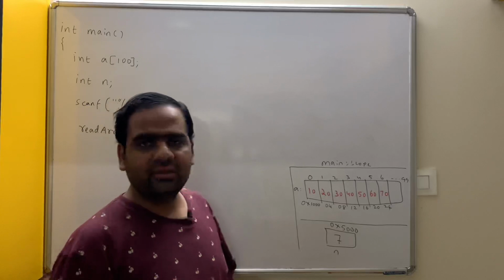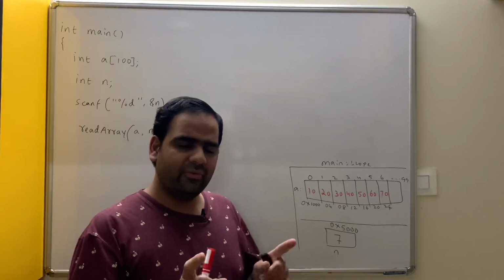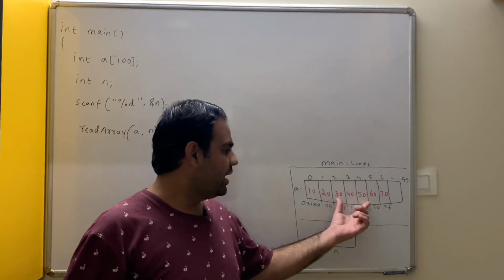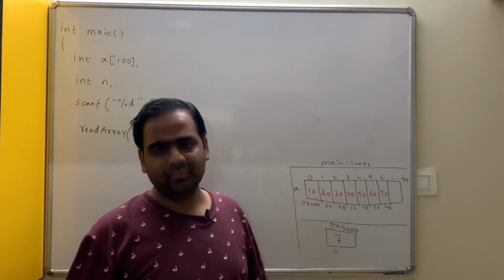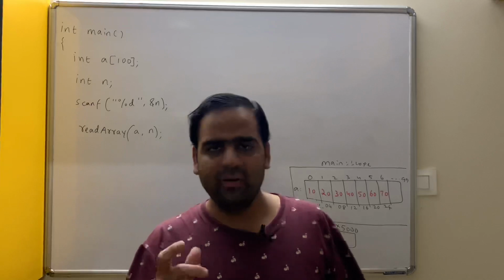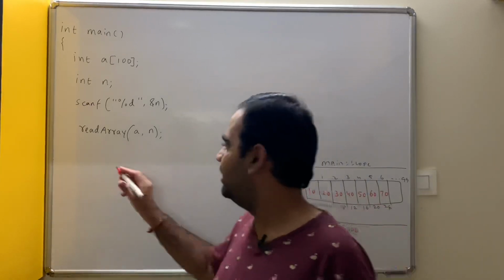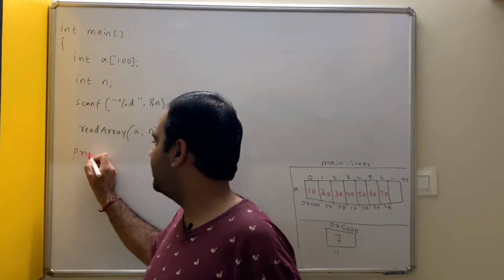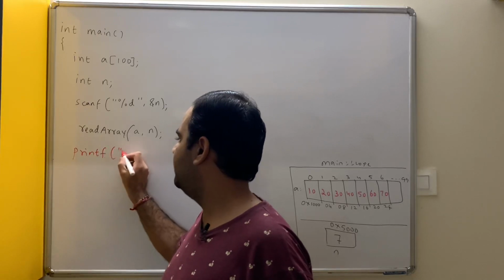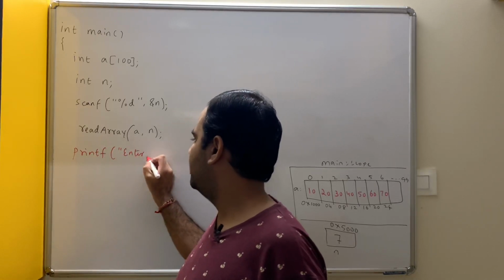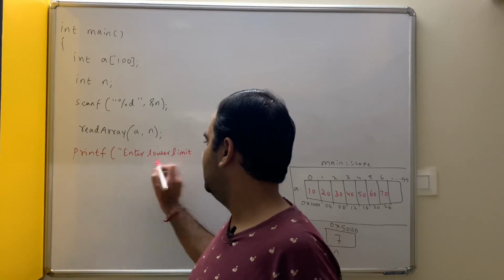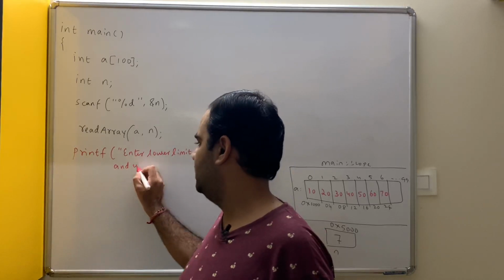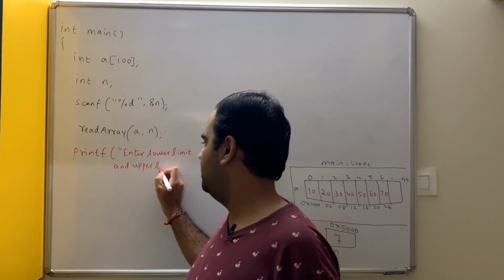Now after I read this, the question is to reverse the array between the lower limit and the upper limit. That means I need a lower limit and an upper limit, which the user will enter, and we have to reverse the array in between that. Hence I can write here printf enter lower limit and upper limit.